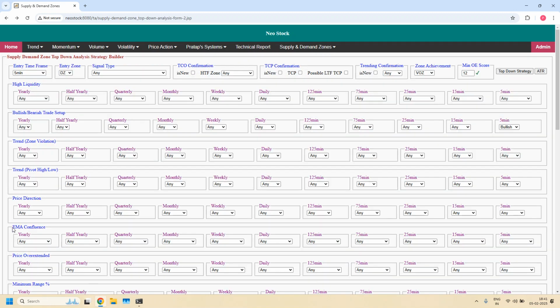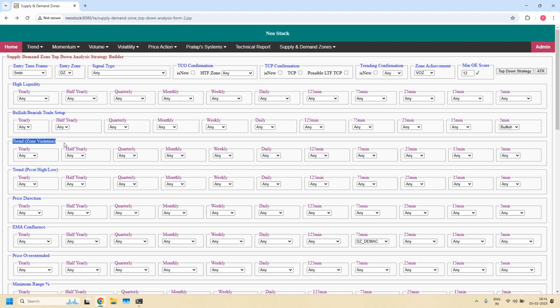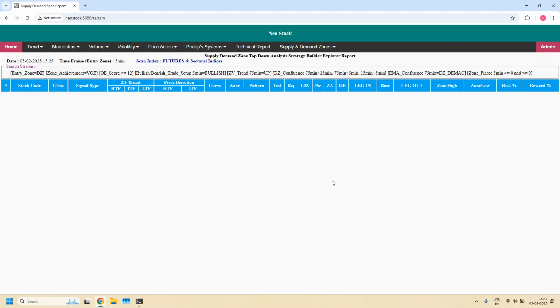Let's verify. In the EMA Confluence, at 75 minutes time frame, I am setting the filter 75 minute demand zone with daily EMA Confluence. With this filter, we got one stock. But this is a sideways trend, so we can't consider it. So I didn't eliminate with 75 minutes only uptrend stocks. We don't have any stocks because sideways trend does not give any advantage. So this is the bullish trade setup for hourly income trade.